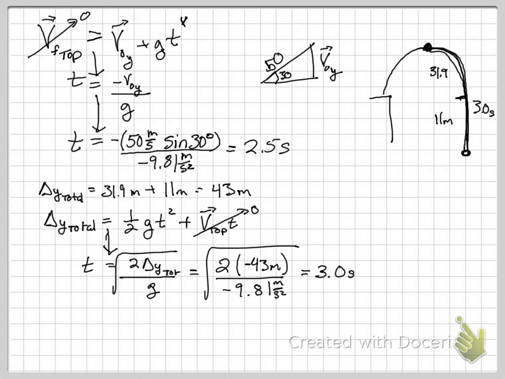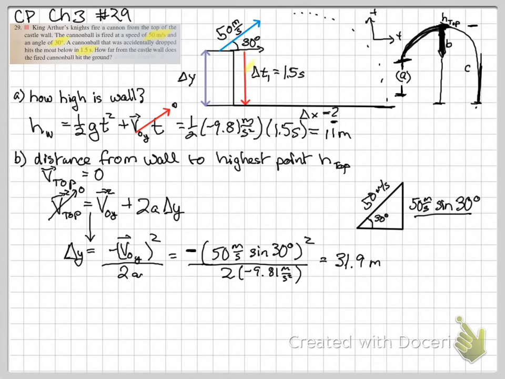So all told, it's going to take 2.5 seconds on its way up, and it's going to take 3 seconds on its way down. So the total time in the air is going to be equal to the sum of those two, which is 5.5 seconds. All right, so the next step now is to use this number, but now use all of the numbers to calculate the horizontal distance. Remember, our ultimate goal was to calculate this distance right here. So, set up our equation.